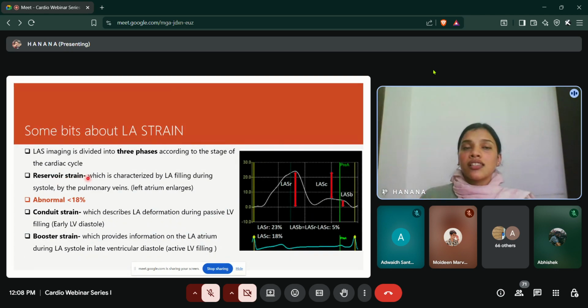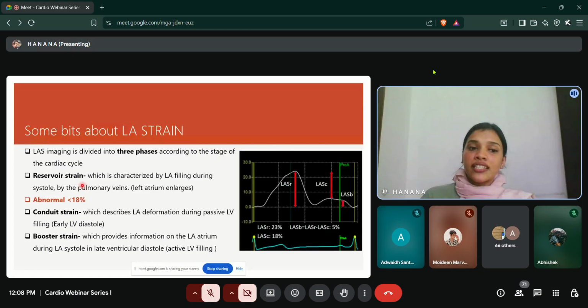So far we are mostly discussing the reservoir strain alone in the case of LA strain. The other two are not accounted for that much in discovery. Reservoir strain is very important, and if the value is less than 18 percent, it gives out an abnormal value.